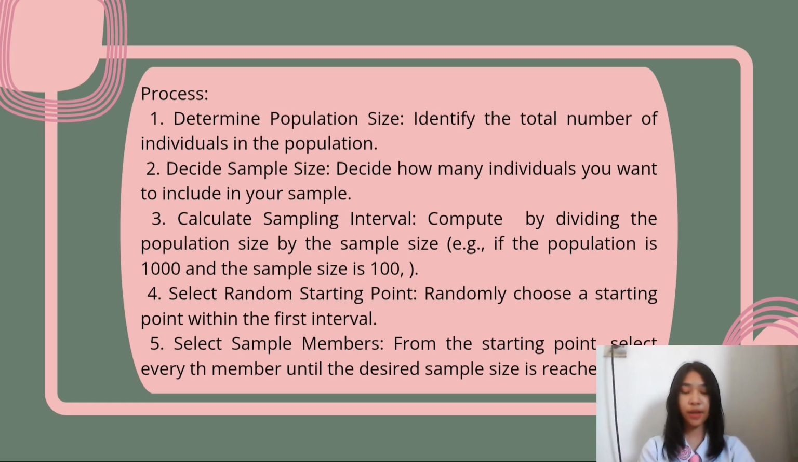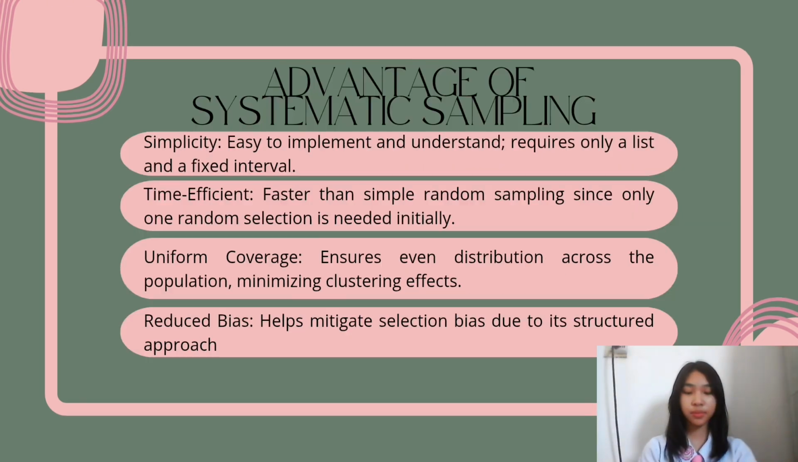Fourth, select a random starting point. Randomly choose a starting point within the first interval. Lastly, select sample members. From the starting point, select every member at the interval until the desired sample size is reached.